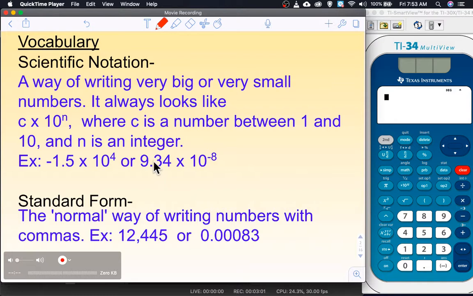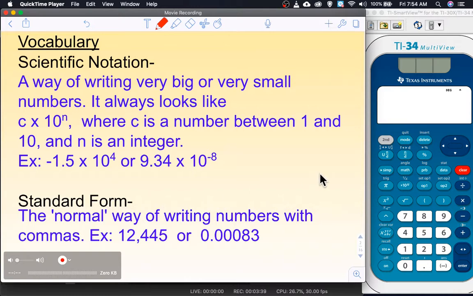So C is a 1-digit number, and N is an integer, N being our exponent. We've been talking about exponents. Our exponent is an integer. That's a positive or negative whole number. No decimals, no fractions allowed for those exponents. Okay, so these numbers are both in scientific notation. This number is negative, but this number is very, very tiny. It's like 0.000000934 or something. I didn't actually count out my zeros.